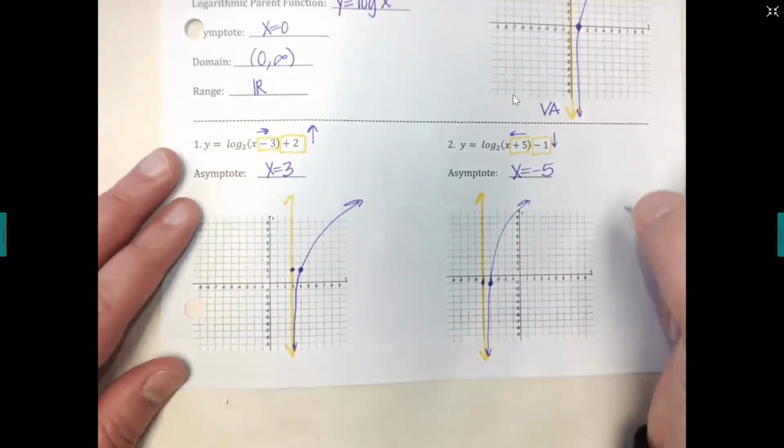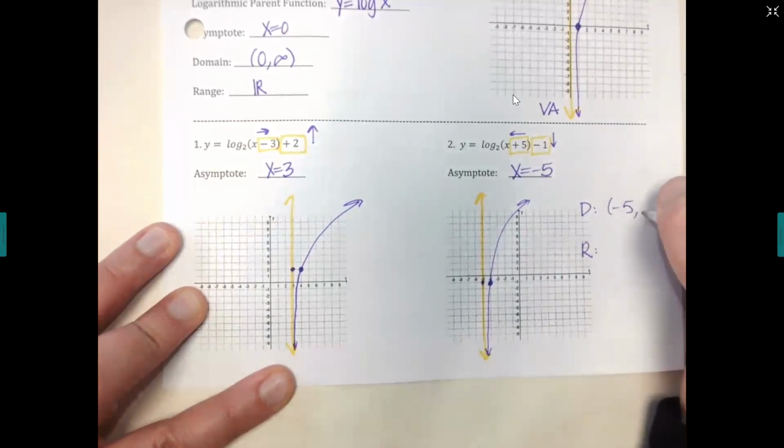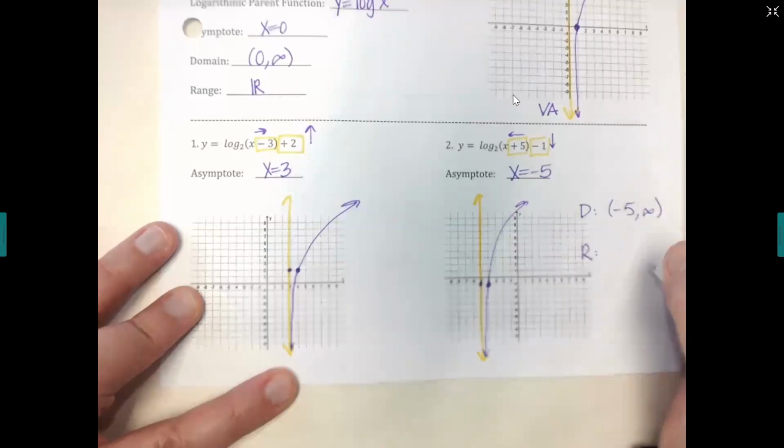And then I don't want to do domain and range for both of those, but let's just do it for the second one. What will the domain be? How far to the left can my graph go? All the way back to -5. But on the other side, we know that it can go on till infinity. For my range, what would it be? All real numbers. Because remember, your lowest point is down to -infinity. Your highest point is up to positive infinity. Okay? All right, turn the page.